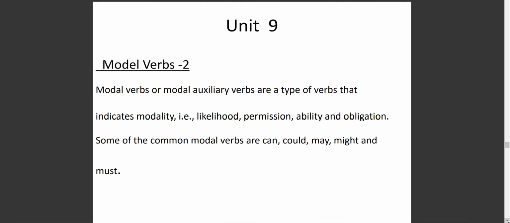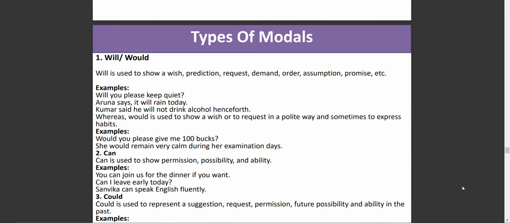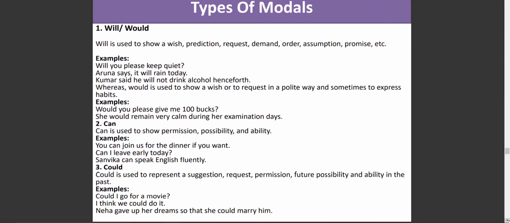Modal verbs or modal auxiliary verbs are a type of verbs, من الأفعال, that indicate modality. For example, likelihood, permission الإذن, ability المقدرة, and obligation والإجبار. Some of the common modal verbs are can, could, may, might, and must. هذه بعض modal verbs, right? Now let's come to them one by one. Let's come to the first one, which is would.